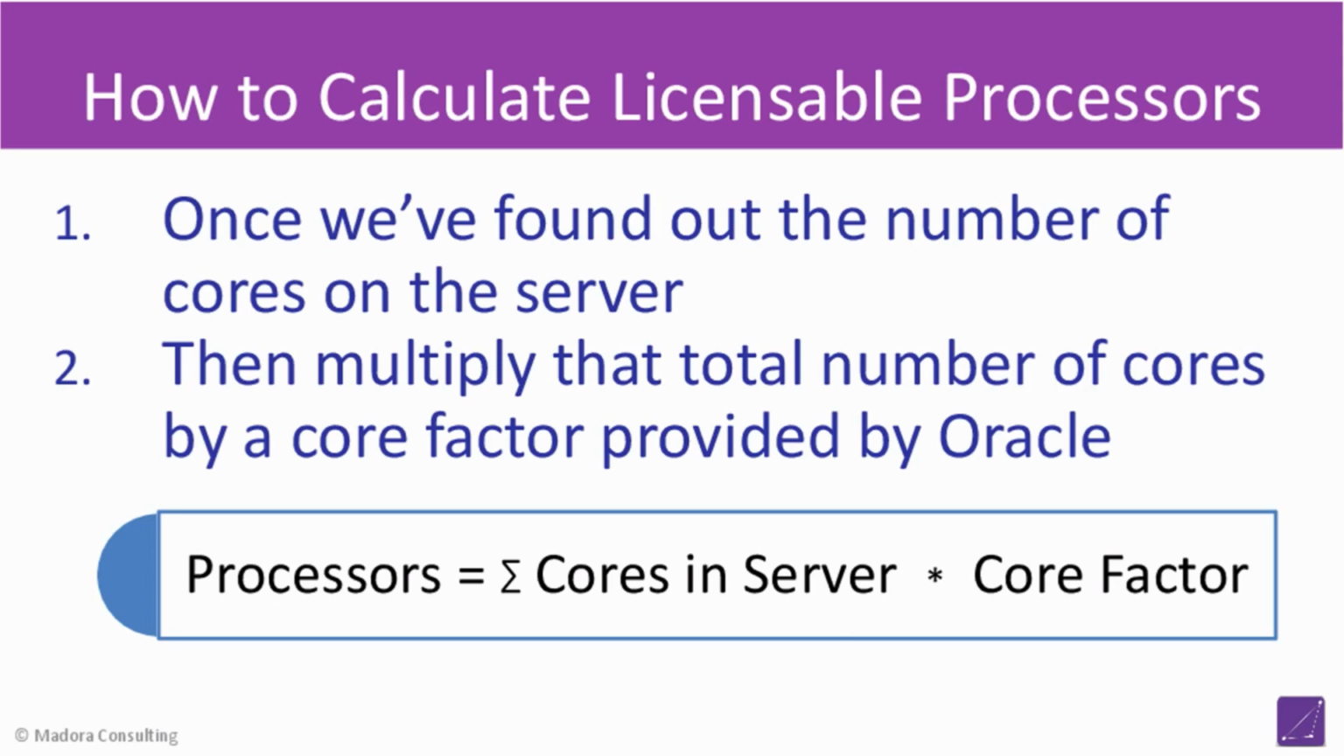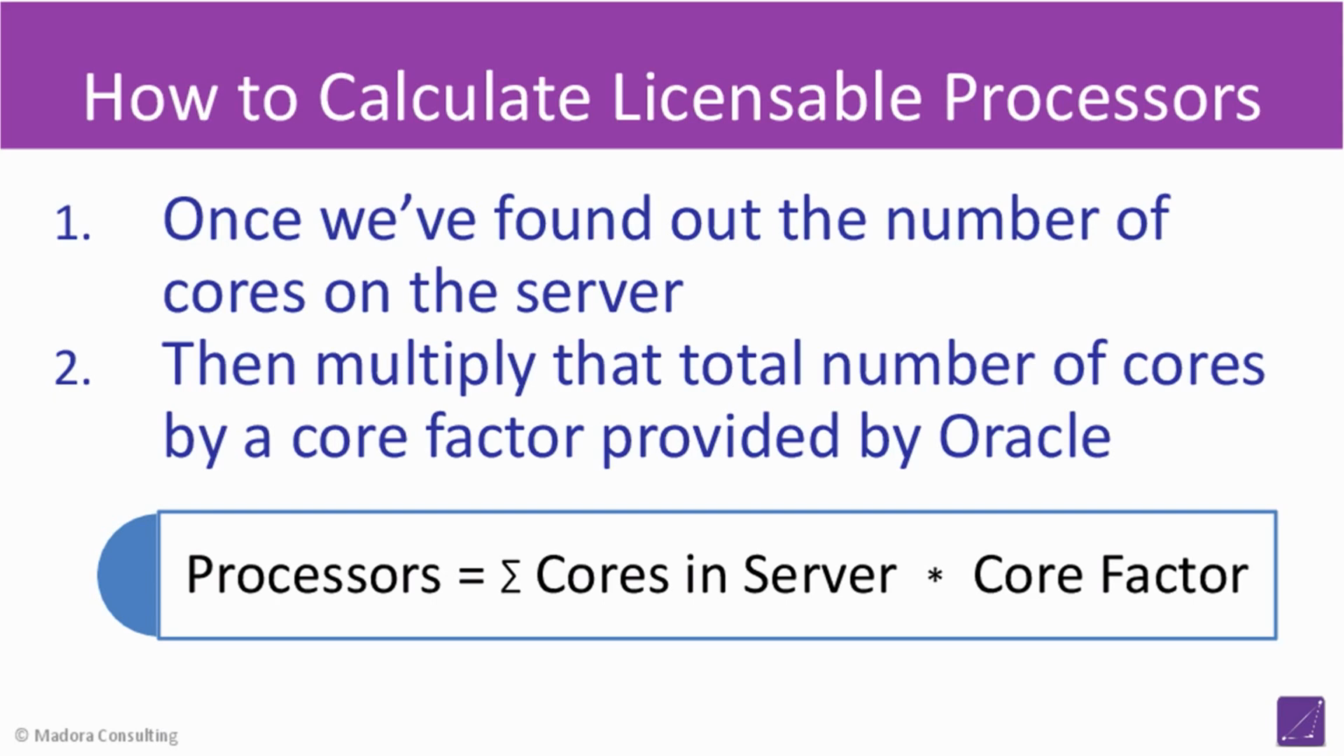So the core factor for most Intel or AMD type chips is 0.5. So if our example of 2 dual core processors is an AMD chip, then we multiply that total number of cores of 4 by a core factor of 0.5, which gives 2. And that's the number of processor licenses that you need to buy. Suppose our 4-core server actually has SPARC T3 processors. Then the core factor for those is 0.25. So multiplying that number of cores of 4 by the new core factor of 0.25 gives just 1 processor license for you to buy.